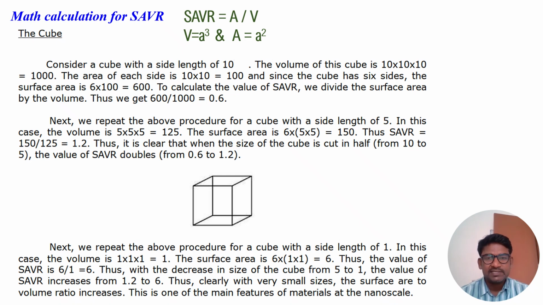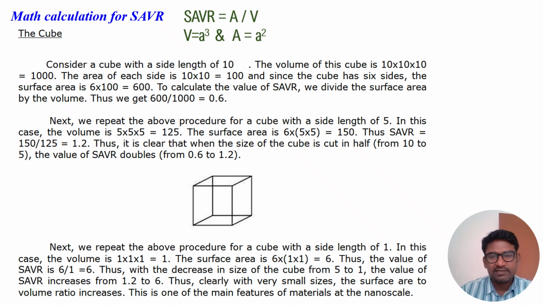See, in the first case, we assume the side length as 10. In the second case, we assume the side length as 5. In the third case, we assume the side length as 1, which means we are reducing the side length step by step. So in this case, the volume is 1 because 1 times 1 times 1 is 1, and the surface area is 6 times 1 multiplied by 1, which is 6. Thus, the value of surface area to volume ratio is 6 by 1, that is 6.